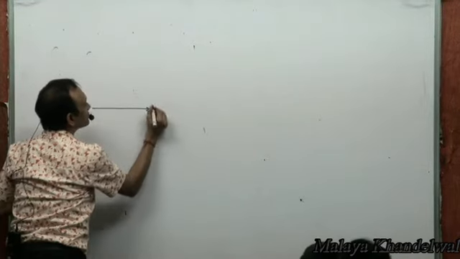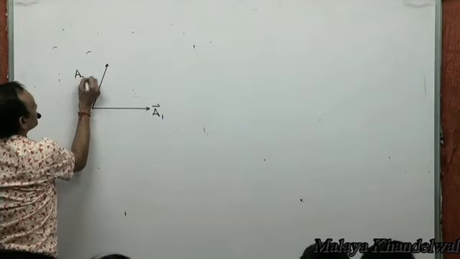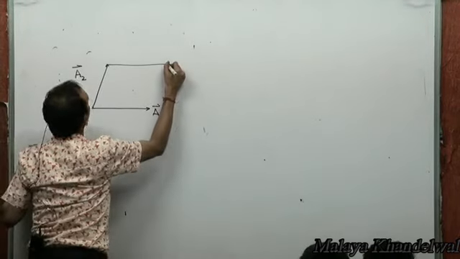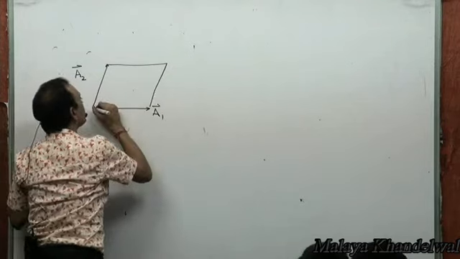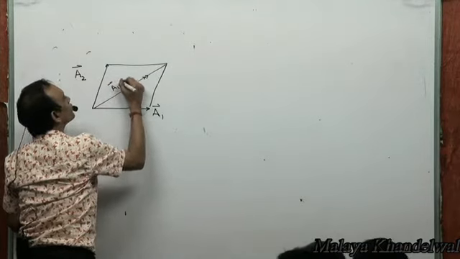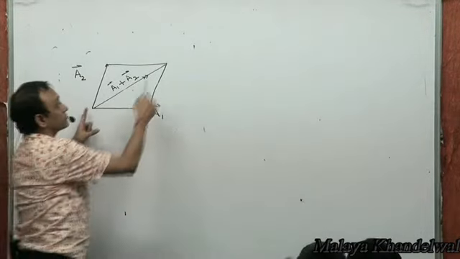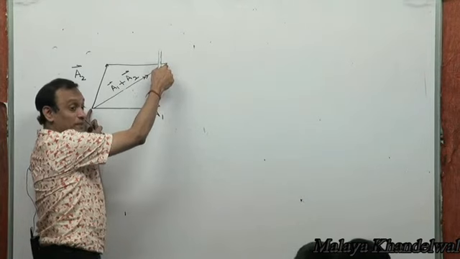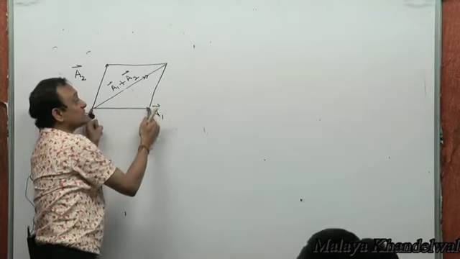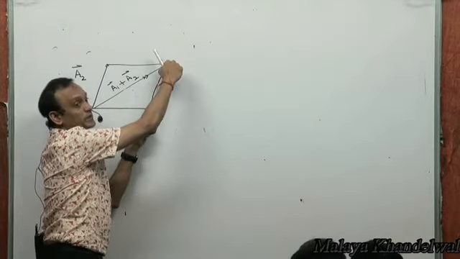See, if I had a vector A1 and a vector A2, then the diagonal of this parallelogram will be the vector A1 plus A2, isn't it? That's the vector representation of the diagonal. Now, this length is going to be mod of A1 plus A2. This length is going to be mod of A1, and this length, which is the same as this length, is going to be mod of A2.